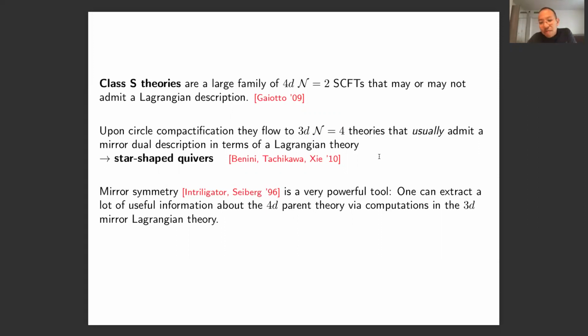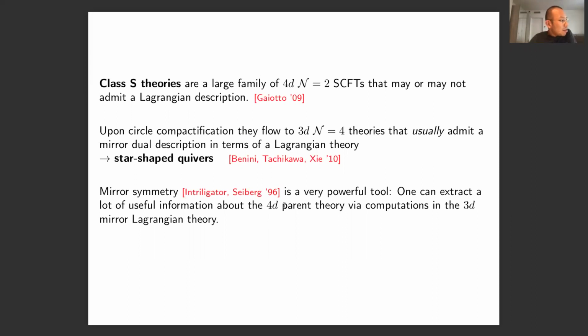However, we can do a little bit more here. Suppose you take the theory, you compactify, and you use mirror symmetry. Usually, the mirror dual may admit a Lagrangian description, and this is quite well known in some examples by Benini, Tachikawa and Xie back in 2010, as the so-called star-shaped quiver. So I will give some examples of this.